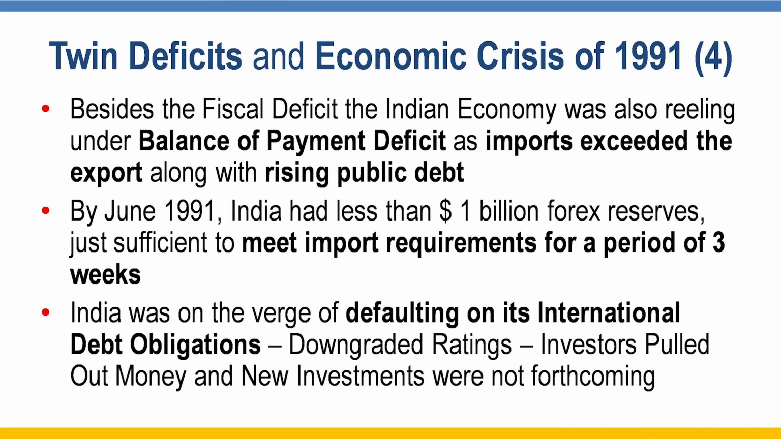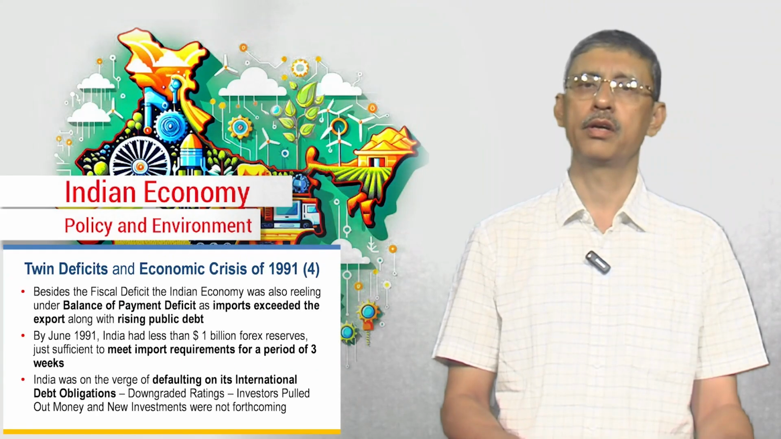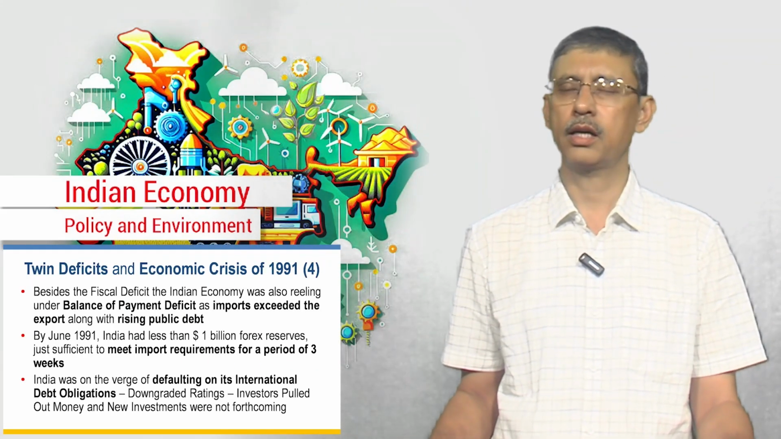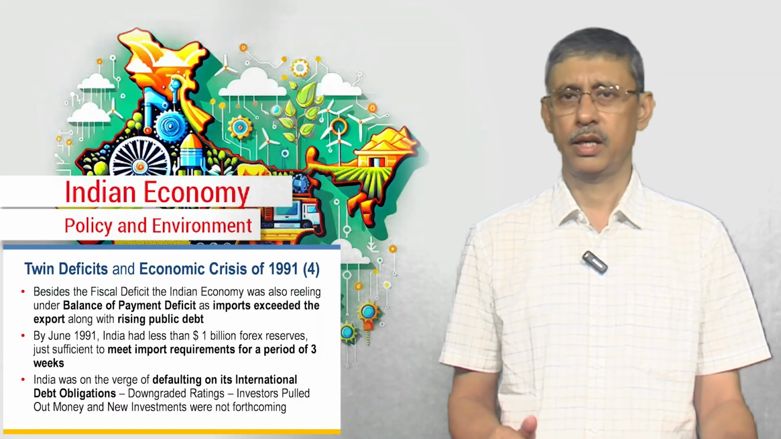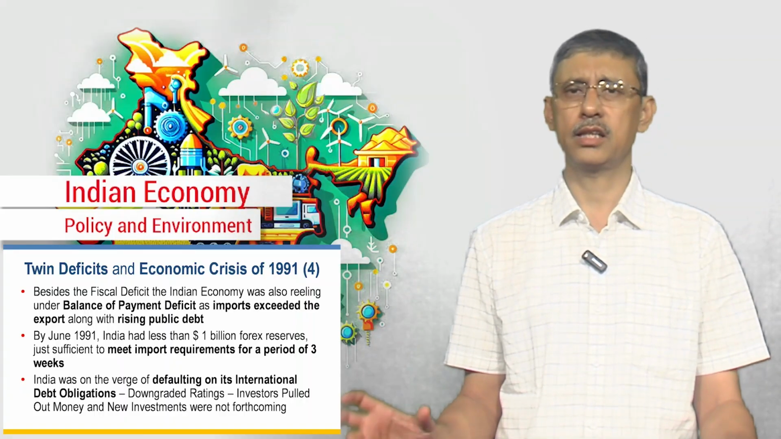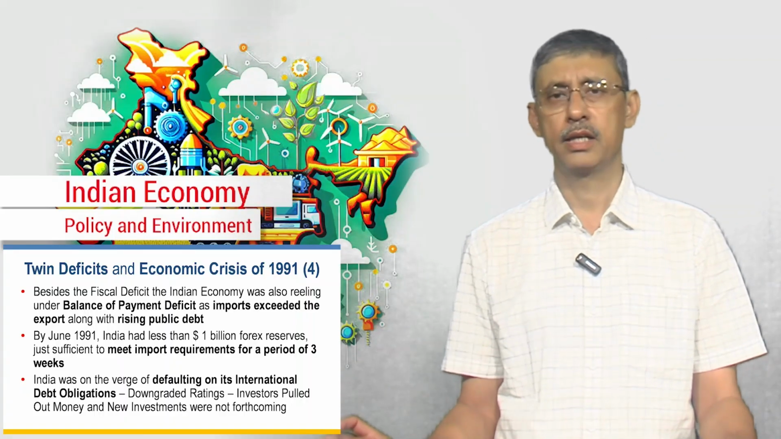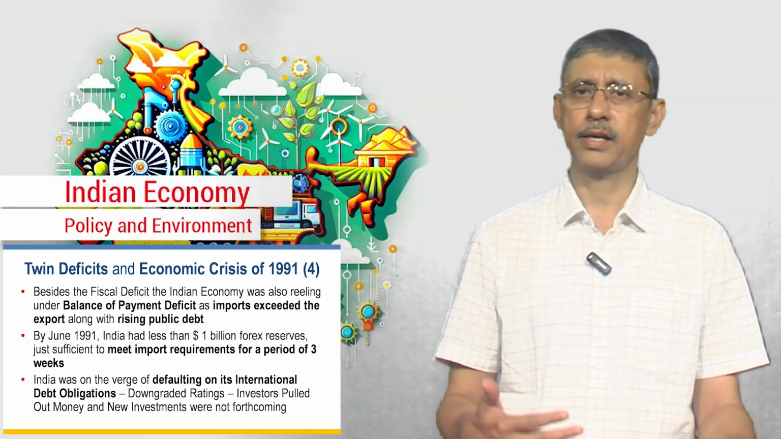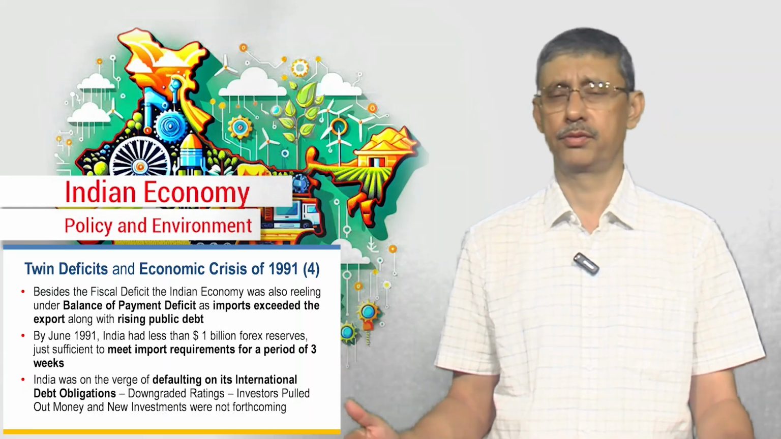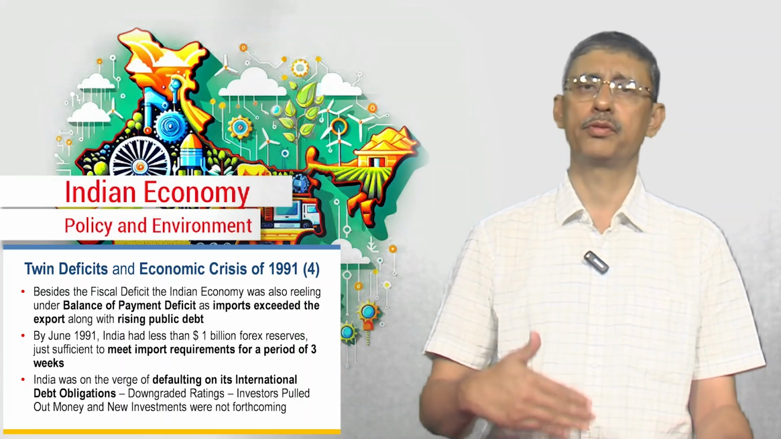For instance, by June 1991, India had less than 1 billion in foreign exchange reserves, just sufficient to meet import requirements for a period of 3 weeks. Suppose you need to have foreign exchange reserves with you. There are two major components: one, your income coming from exports, and the second, foreign investment. So these are the two major components of foreign exchange reserves. And with this, you pay for your imports. So you must have enough reserves with you to take care of your foreign account.